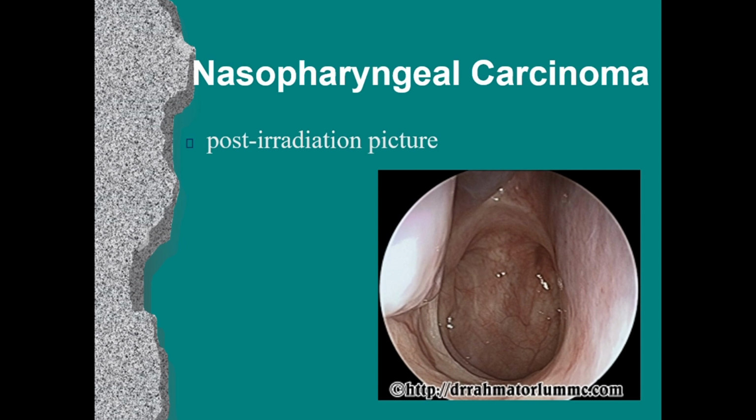This is a post-irradiation picture 6 months after treatment. This is a very promising picture. I am entering from the right nasal cavity because this is the nasal septum on my right side, and this is the end of the inferior turbinate, and this is the overlying mucosa of the nasopharynx. We should see how the mucosa becomes smooth, without vascularity, without masses, so it is a promising picture.